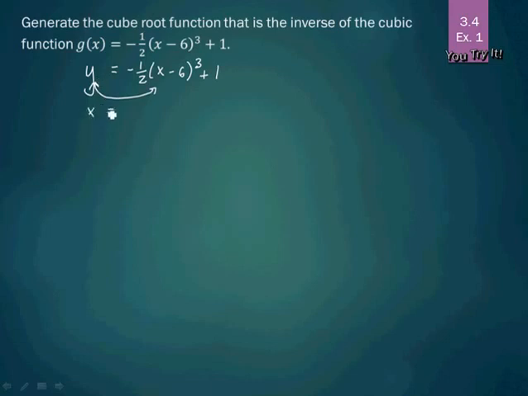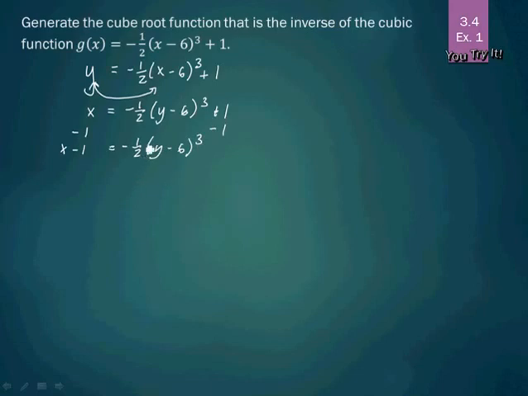So we have x equals negative 1/2 times y minus 6 cubed plus 1. Now to get our new equation, we need to solve for y. So working from the outside in, first going to do reverse order of operations and minus 1 so that it adds to 0. Then we have x minus 1 equals negative 1/2 times y minus 6 cubed.